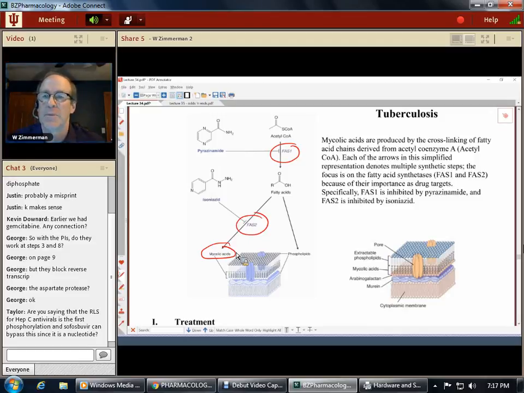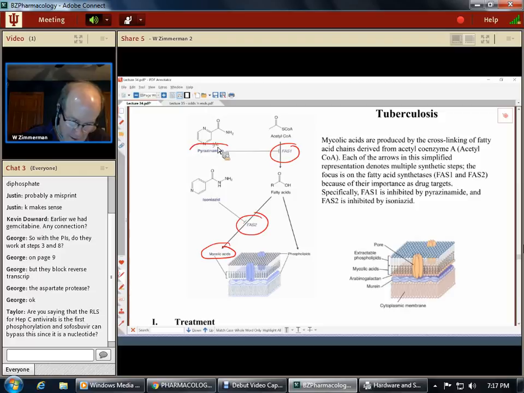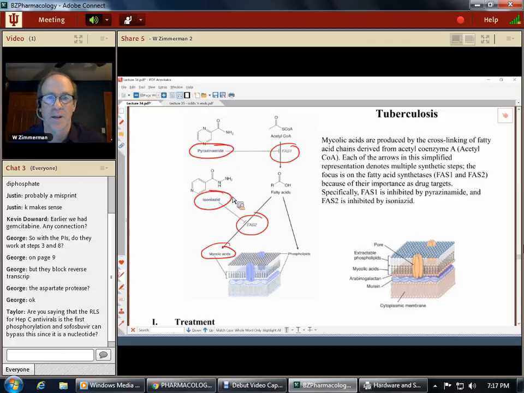There's a caption here that says mycolic acids are produced by cross-linking of the fatty acids. Fatty acid synthetase 1 is inhibited by pyrazinamide. Isoniazid inhibits the second fatty acid synthetase. You won't get these mycolic acids. And with that, you get a damaged cell wall.